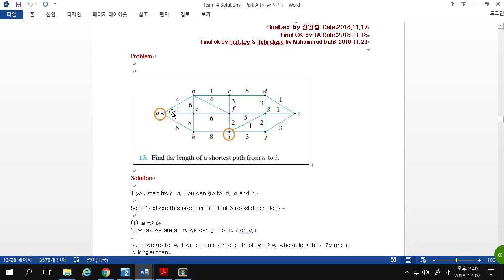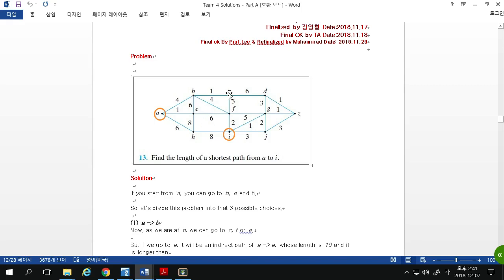Let's suppose we go to B. After going to B, we also have 3 options: C, F, E. But it doesn't make sense to go from A to B to E, because we can directly go from A to E, right? So we can discard this one. So we have A, B, C, F. After C and F, we can go to I. So we have two different paths, which are A, B, F, I, and A, B, C, I.